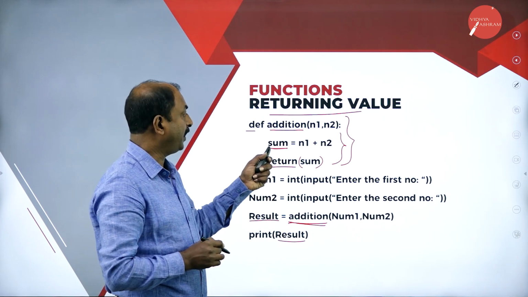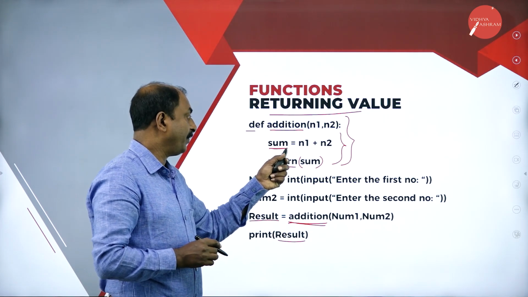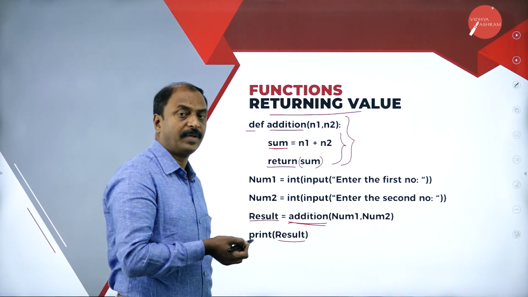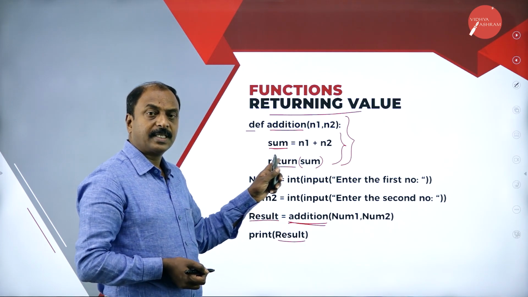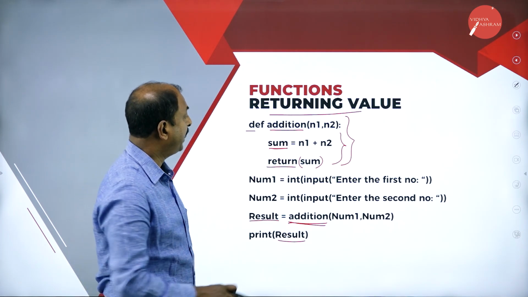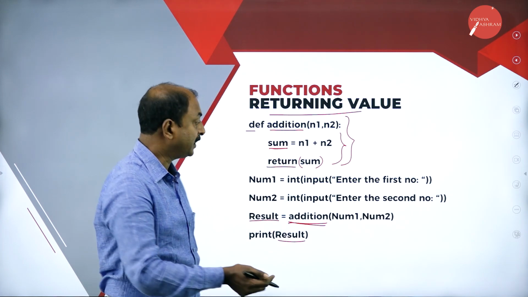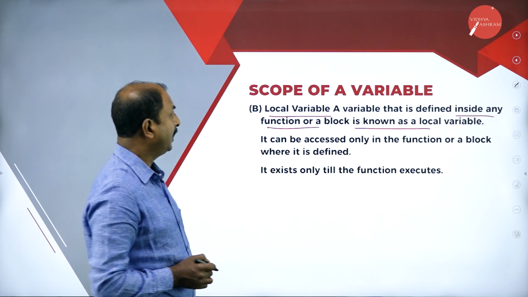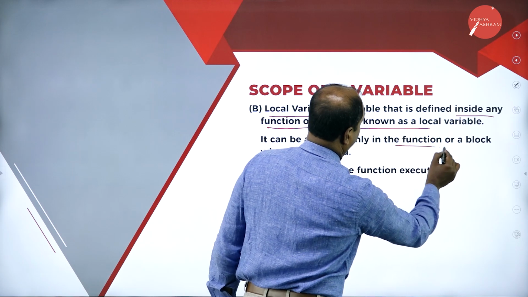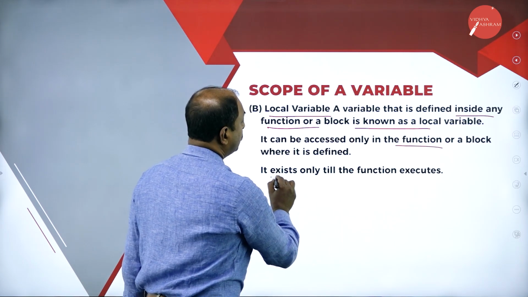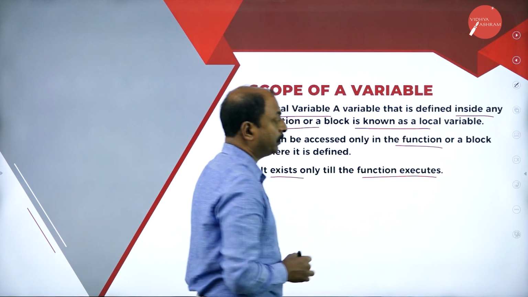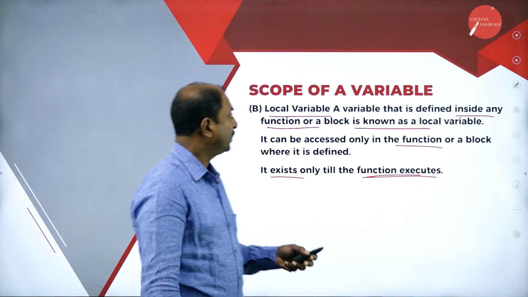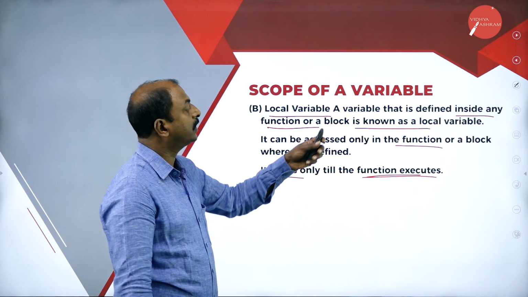Once the local variables are defined here, this local variable cannot be accessed outside the function. That is the meaning of local variable. So a local variable can be accessible only within the function, and it cannot be accessed even outside the function. It exists only until the function executes. Once the execution is done, it will not be available. So that is the definition or meaning of local variables.